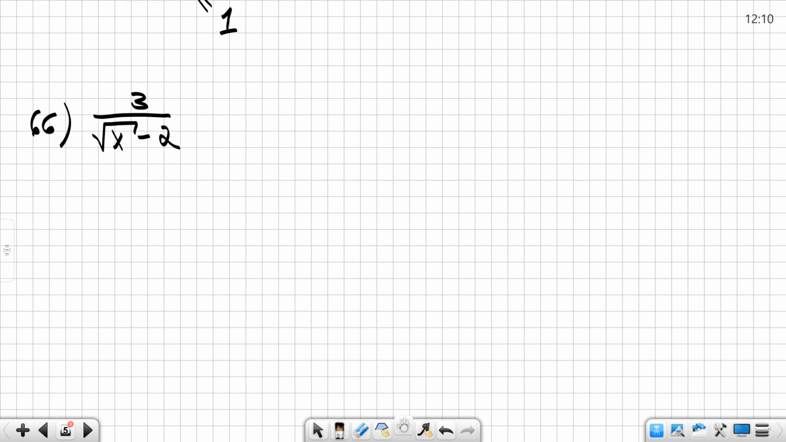Now, if I have 2 terms in my denominator, then I'm using something similar, not exactly the same. I'm remembering this part right here: a plus b times a minus b. This was a special product. This was the difference of 2 squares.